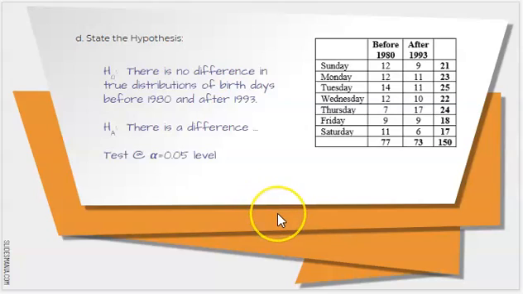So, Part D, state the hypothesis. Now we're moving into chi-square territory. The null is that there's no difference in the true distribution of birthdays before 1980 and after 1993. And then the alternative is that there is a difference in the true distribution of birthdays before 1980 and after 1993. And we're going to test that at the alpha equals 0.05 level.